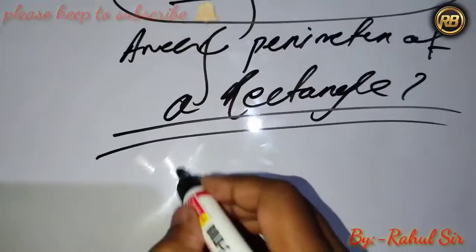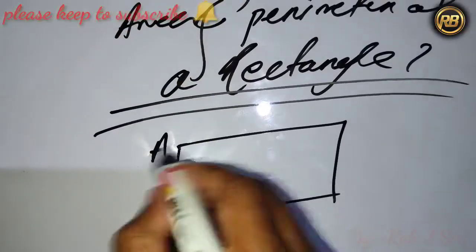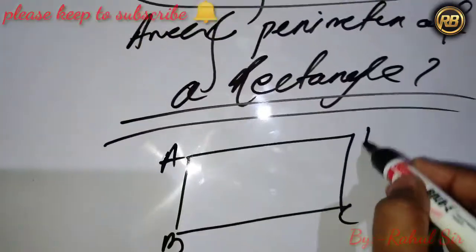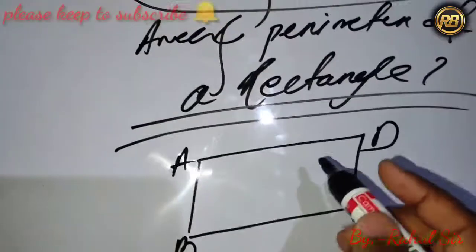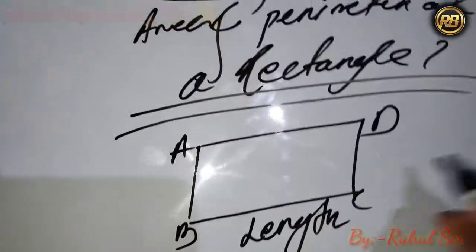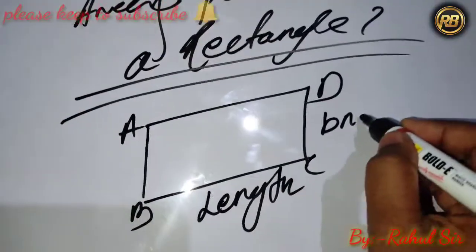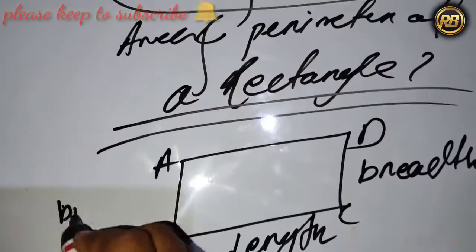Now draw a rectangle. It is a figure of the rectangle ABCD. Now you see the picture of the rectangle. It is a length, it is a breadth, it is a breadth, it is a length.